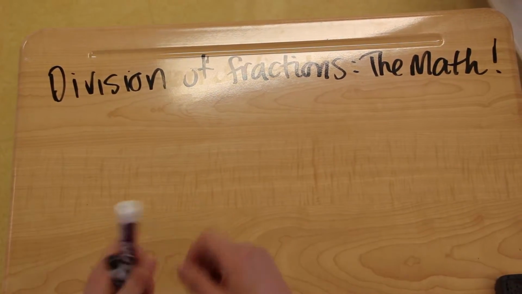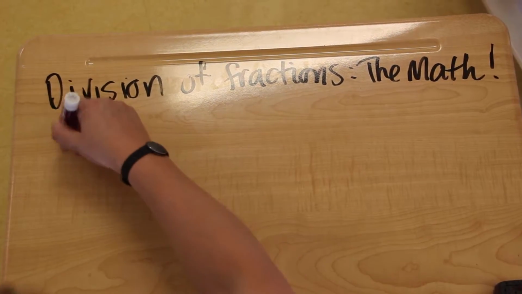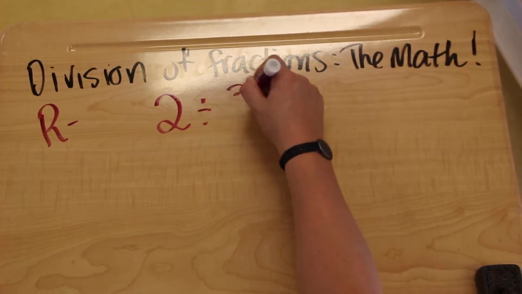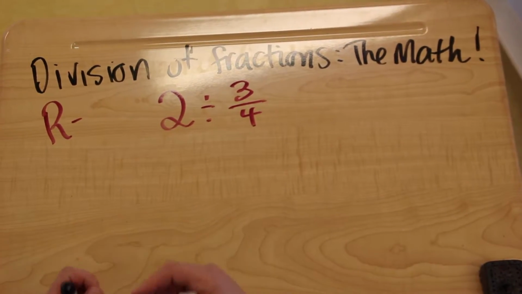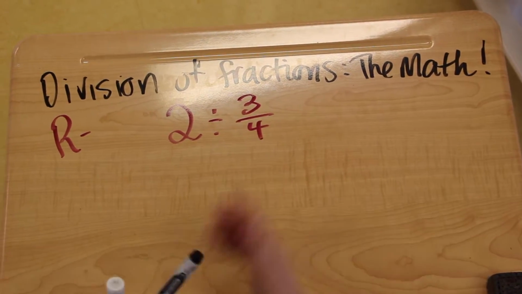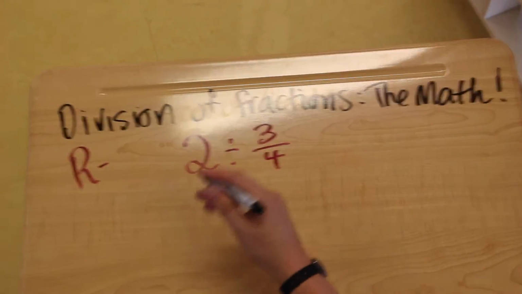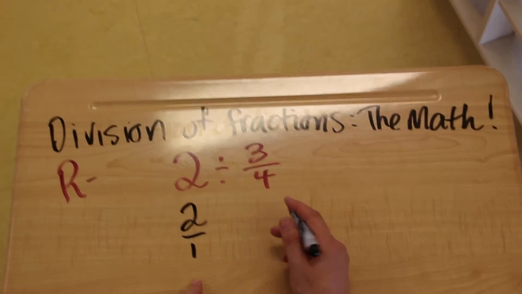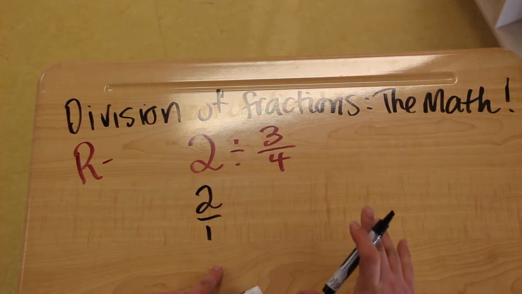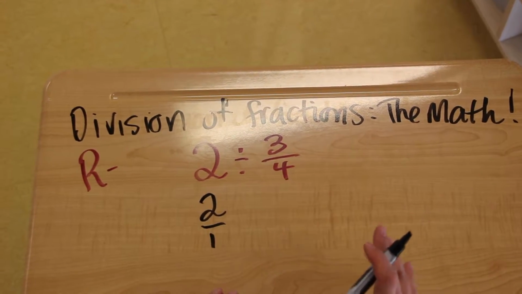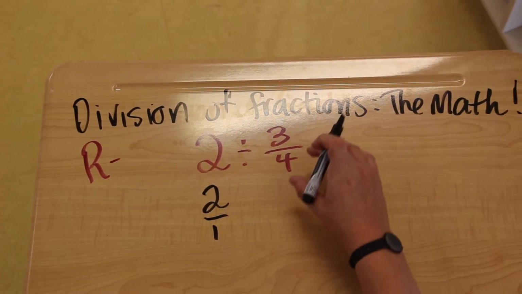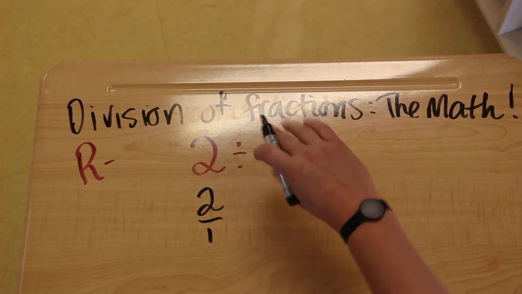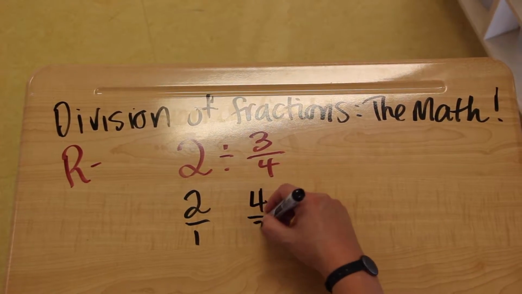Okay, so we'll start off. We're going to do a reciprocating model here for the question 2 divided by 3 over 4. So the first step that we're going to do when we start this question is we're going to put that first number, that whole number, into its fraction form, which is, of course, putting it over a 1. And the reciprocating part of division of fractions using reciprocation is the flipping of the second fraction. So you can see here that this is 3 over 4. What we want to do is then flip that over so it becomes 4 over 3.